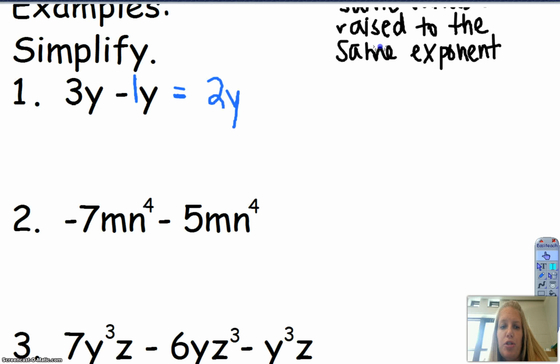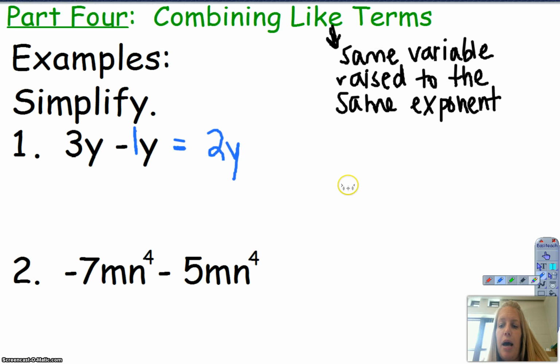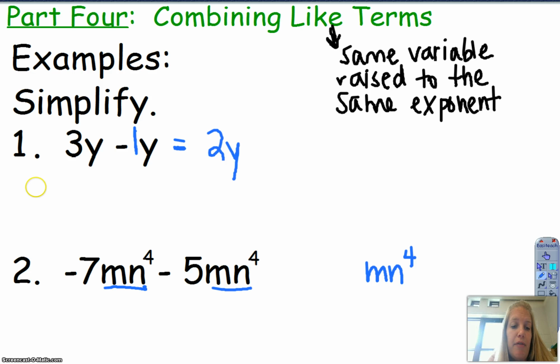All right, so if I look, we're just going to do number 2, and that's going to be it. This one, they have an mn to the 4th, okay, so same here, an mn to the 4th. So you're just going to write mn to the 4th, keep it there. That part does not change since it's the same. Now we have -7, and we have -5 is a -12.